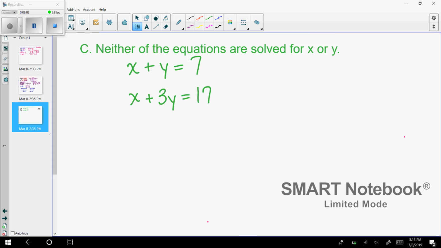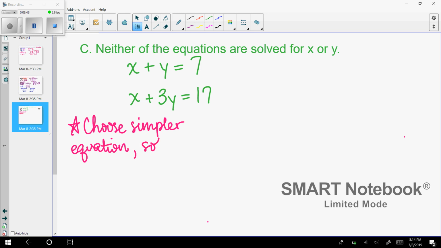Now my final category is when neither of the equations are solved for x or y. More likely, we're going to have x and y on the same side of the equal sign with a whole number on the other end. So here I have x plus y equals 7 and x plus 3y equals 17. So what do I do now? Well, I'm going to solve for x or y. And before I do that, I'm going to choose the simpler equation and then solve for a variable.